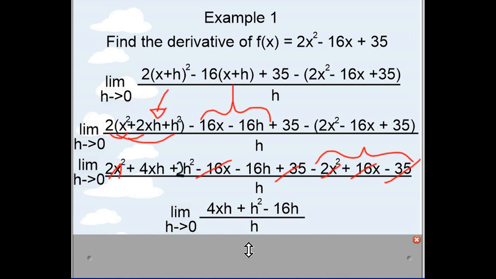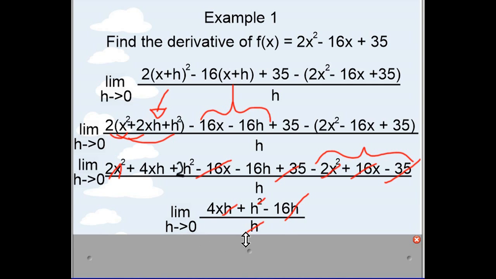Now, what you might notice here is that all of our terms that are remaining that haven't been canceled out still have an h in them. And our whole function here is over h. So what we can do with that is we can cancel this h with an h in every term, so the h goes away in 4x. We lose an h for h squared, and the h goes away for negative 16.